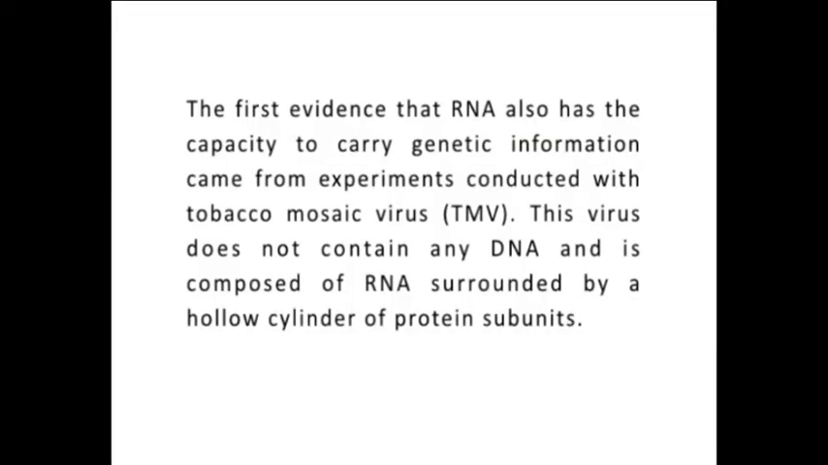The first evidence that RNA also has the capacity to carry genetic information came from experiments conducted with tobacco mosaic virus. This virus does not contain any DNA and is composed of RNA surrounded by a hollow cylinder of protein subunits. The experiments conducted by Fraenkel-Conrat in California showing that RNA is the genetic material in this virus will be briefly discussed in this section.